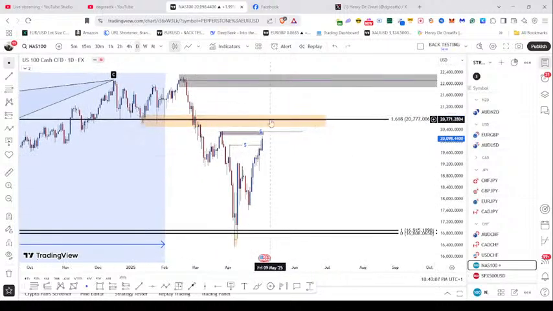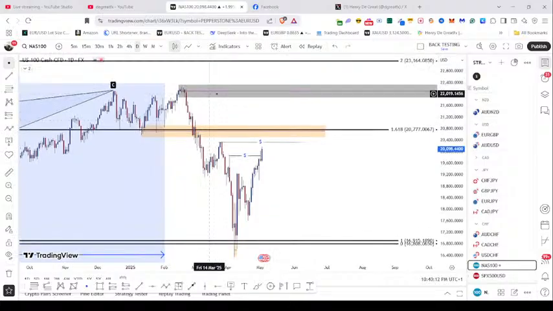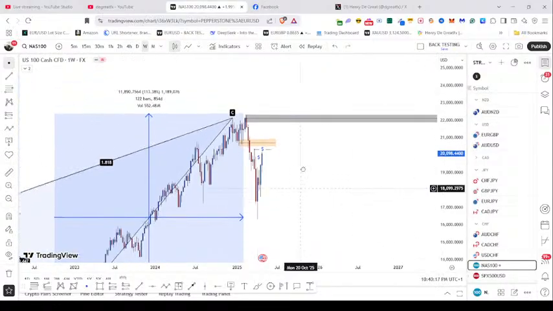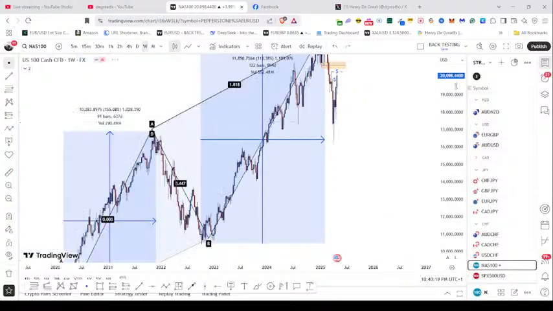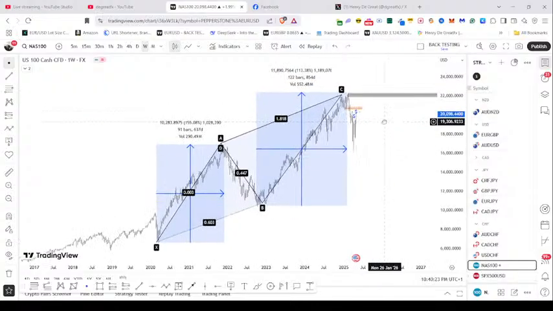I want price to probably test this level after clearing this liquidity point here. Or probably price might push to this level for a sell, because I'm looking at this setup. I just want this setup to hold, then I can go down to the lower time frame and look for entry, look for selling opportunity.